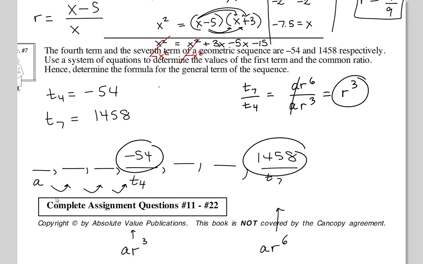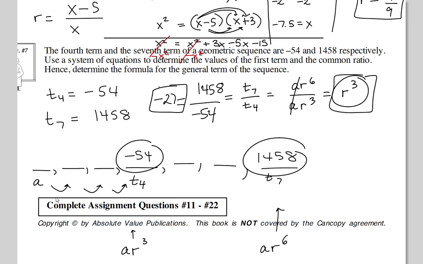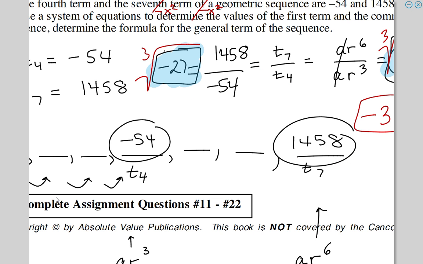And what is the value of T7 divided by T4? 1458 divided by negative 54. Is it negative 27? So we have this, good, Chi-Ming. We have this negative 27 is equivalent to R cubed. So you cube root this. We cube root this. And we get negative 3 equals R. So now I know the common ratio R is negative 3.